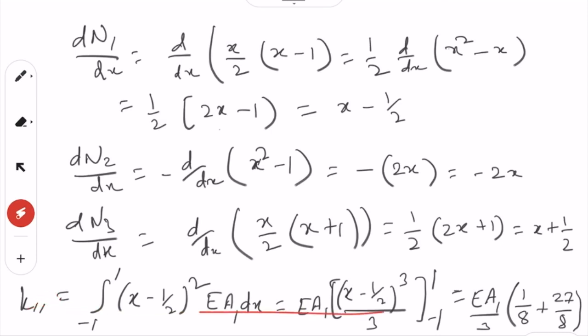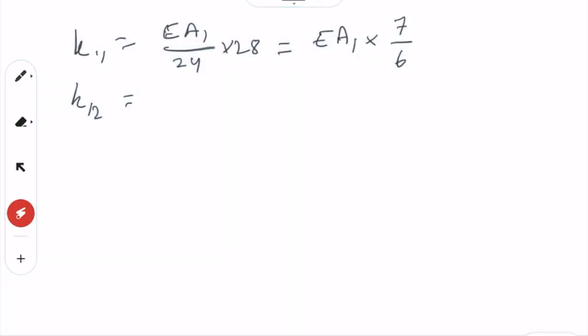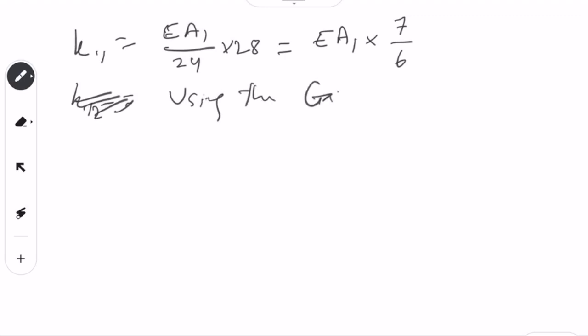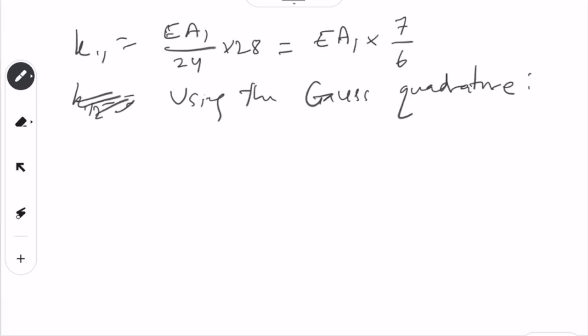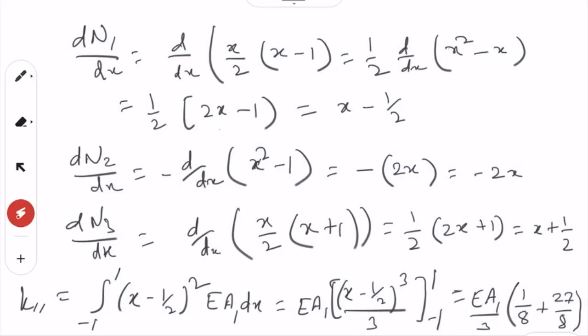So for K11, here we have integrated the usual analytical way. If we have to solve it numerically, we could have done this as well. And how? K11, using the Gauss quadrature. This is quadratic, and we know that for quadratic we have to use 2 points for exact integration, which we have seen.